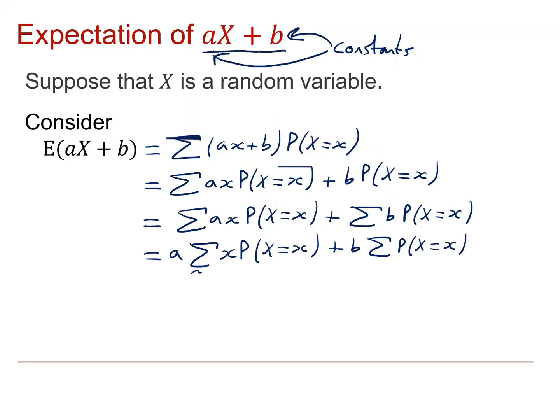Now we should recognise this. Sum of x times the probability that X equals x, that is simply the expected value of X. So it's going to be a times the expected value of X plus b times, well, what is the sum of all the probabilities? We've already established that that must be equal to 1. So that's simply going to be plus b times 1, which of course is equal to b.